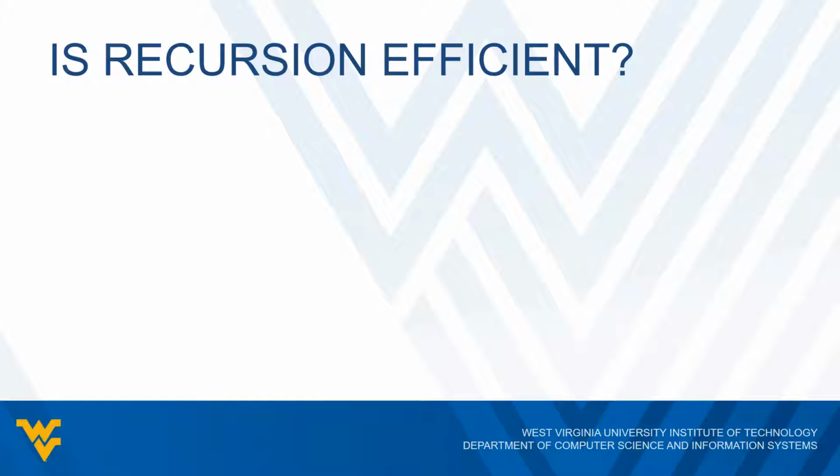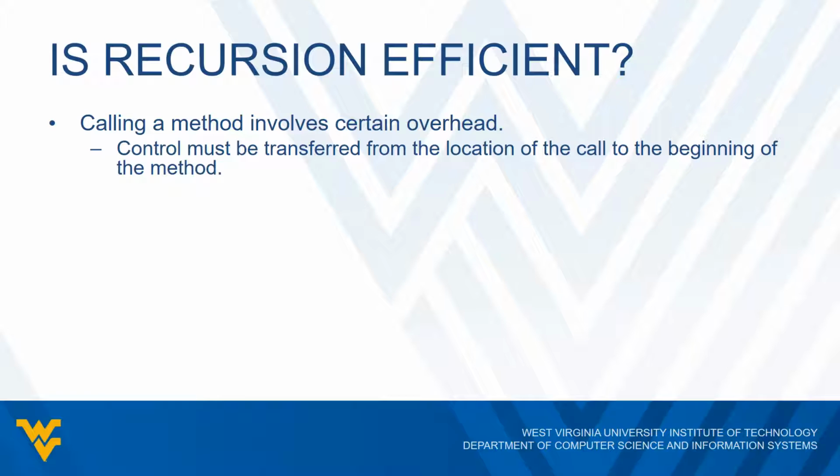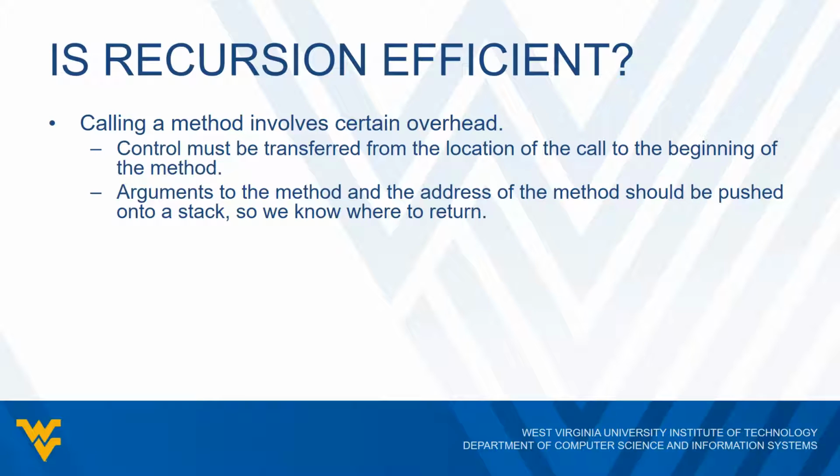We just mentioned that with the binary search approach, because we're calling additional methods, it's actually slower than the iterative approach where we use while loops. So the question we should be asking is: is recursion efficient? As I mentioned, calling a method involves some overhead. Control has to be transferred from the location of the call to the beginning of the next method. We have to deal with the arguments of the method, and also the return address of the method. They all have to be pushed onto a stack, so that we know where to return whenever we're done. So there's this extra overhead, and it looks like it really isn't efficient.